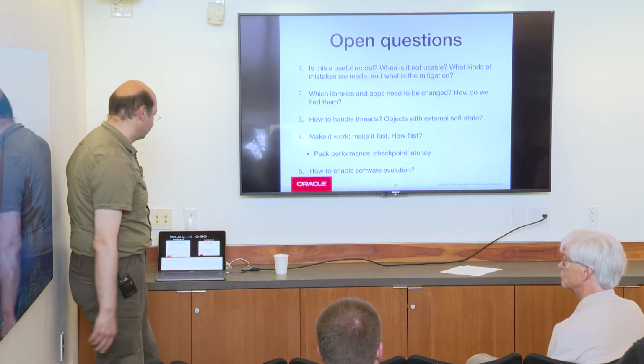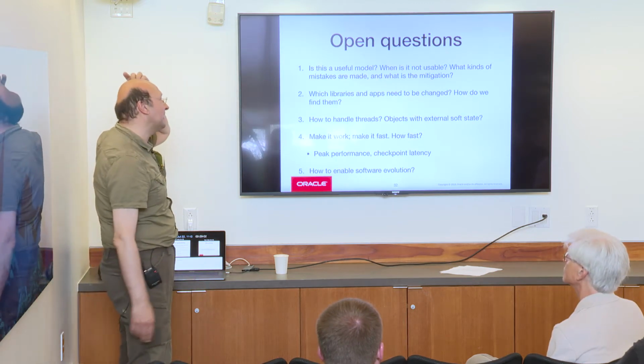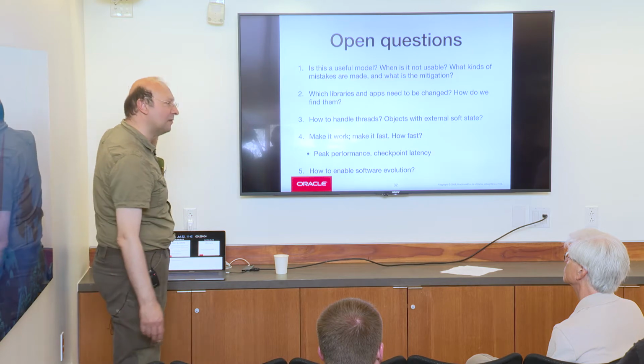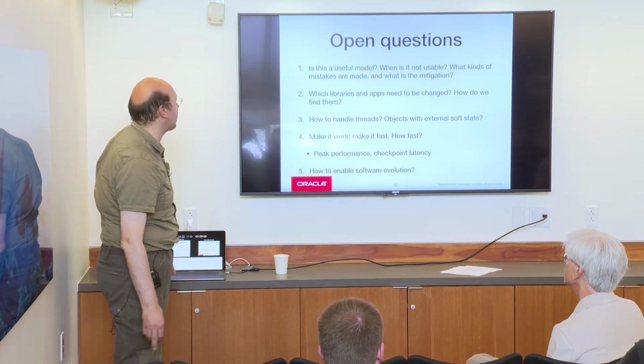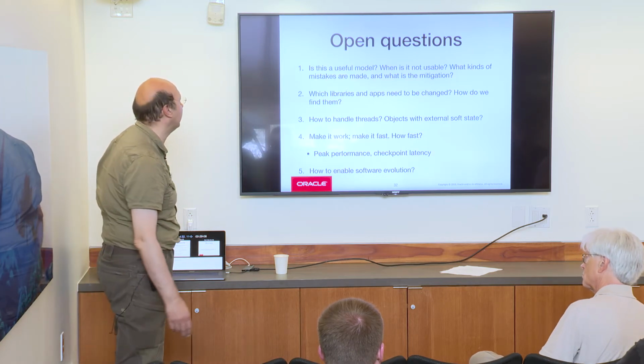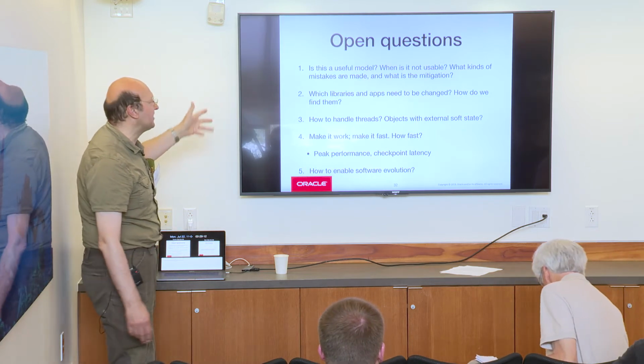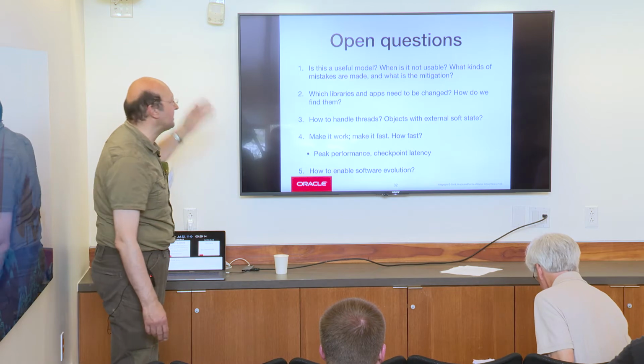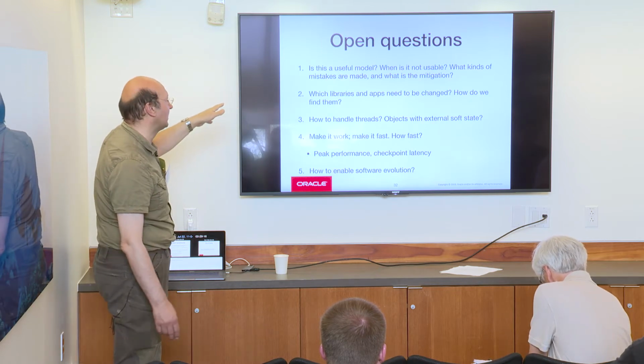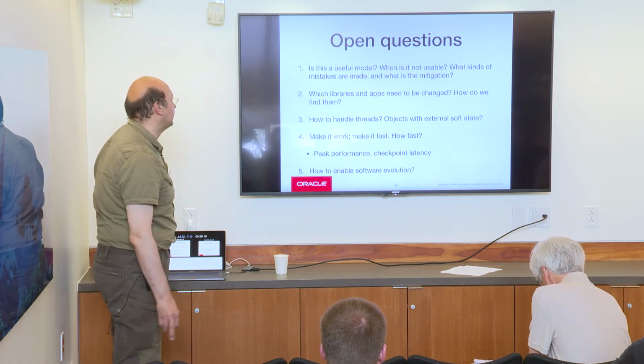Cool. Yeah. Okay, so we're currently in a fairly early stage. We have a definition of the model and some work towards understanding, implementing and verifying it. But the big open question is: is this a useful model? When is it usable? When is it not usable? What kind of mistakes do people make using this kind of model? How do you mitigate them?